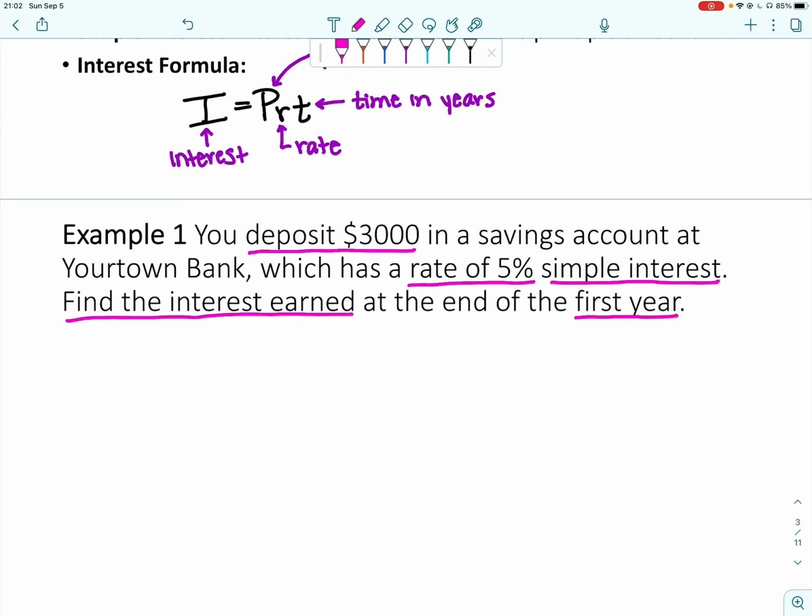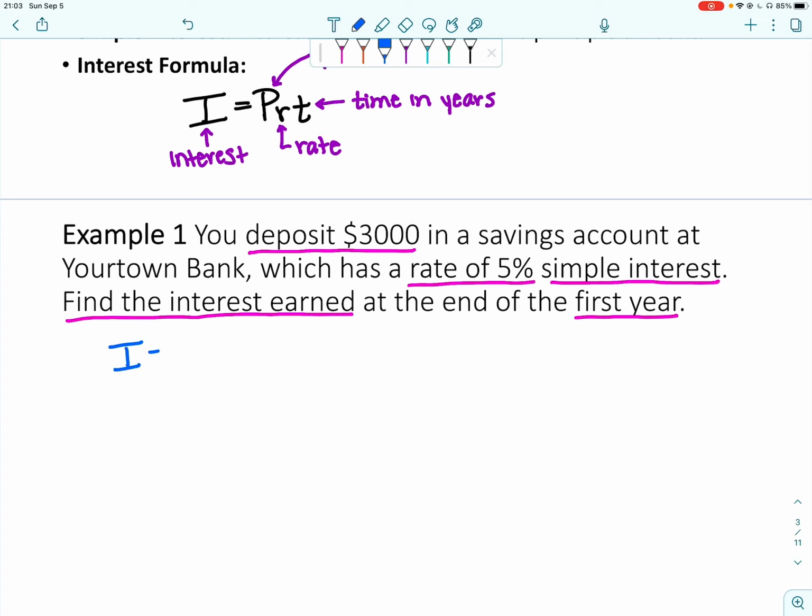These are things that are going to help me identify which formula I'm going to need, because we are going to have many formulas that we're going to be learning throughout this section and future sections. So it's a really good habit to get into, to go ahead and underline the important things, just like we did with a regular word problem, so that we can help narrow down what it is that we're looking at. So we're looking for the interest, and we have a simple interest. So we've only got one formula so far.